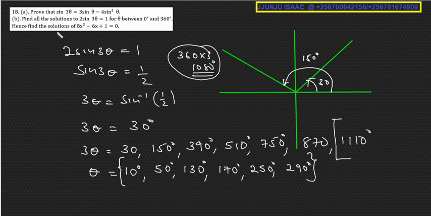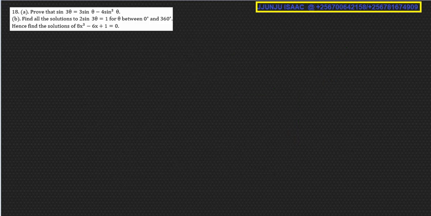So that is it. Now we are going to go to the last part. Now the last part says, let's find the solutions. Find the solutions for 8x cubed minus 6x plus 1 equal to 0.